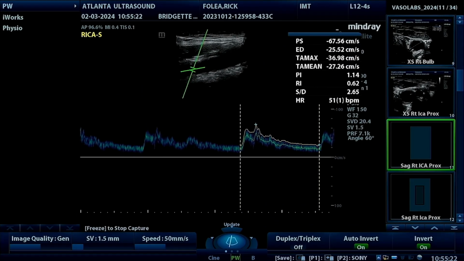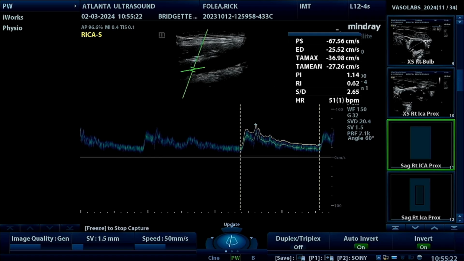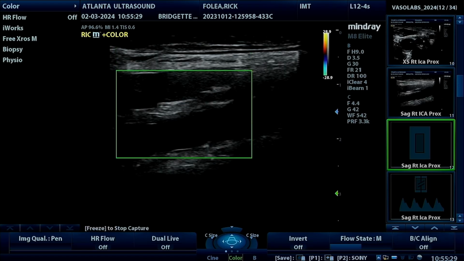The resistance to flow is calculated and shown here as the resistance index. It measures how much the blood flow is being resisted. Low flow being below around 0.7-ish, which this is. Remember that value to compare with the external waveform coming up next. We expect the ECA to be quite a bit higher. Now that we know for sure this is the ICA, we'll grab a snapshot.